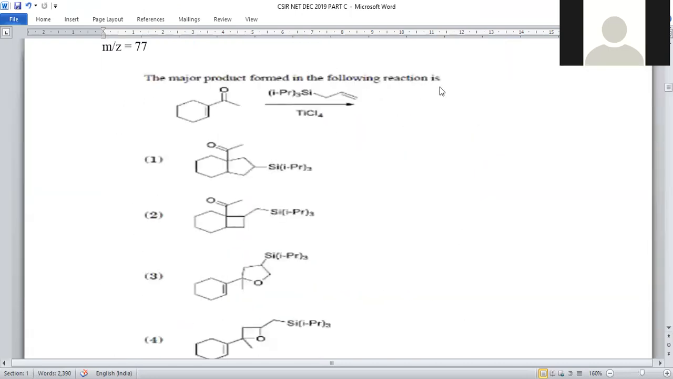The major product formed in the following reaction. We are taking cyclohexene having a C double bond with a CH3 functional group at the first position. Acetyl cyclohexene was taken. Now it is treated with tri-isopropylsilane in the presence of titanium tetrachloride. Whenever this is added, it is a kind of alkylation reaction. Here, this olefinic double bond will be polarized in this manner, and a carbocation will be generated. Being electron rich in nature, it forms a bond between carbon and carbon.